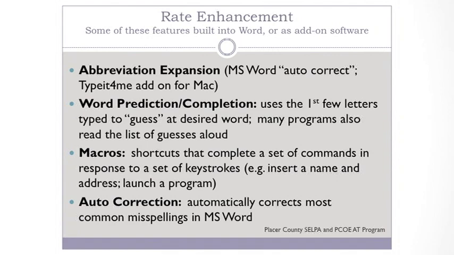Some rate enhancement features are built into our computers, usually in the Word programs. There's abbreviation expansion. In Microsoft Word, that would be autocorrect. There's a program that you can add on to a Mac that Jill has referred to up here called Type It For Me. Word prediction and completion, I'm sure we're all familiar with that. We start typing and it either finishes our word or we spell it incorrectly and it fixes it for us. Some of the programs will actually read that word aloud so you can hear it as well. There are macros, which are shortcuts that will help you quickly add, like if you're repeating a name, for example, or to start a program, and then again, the autocorrection.